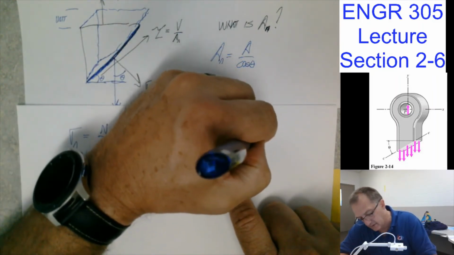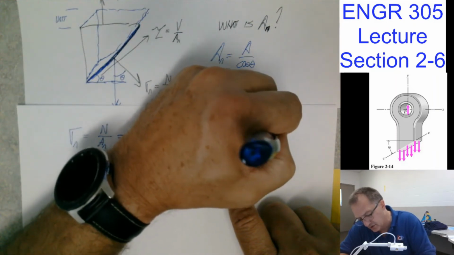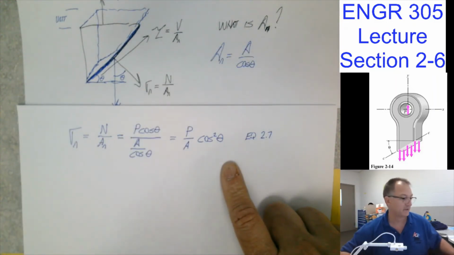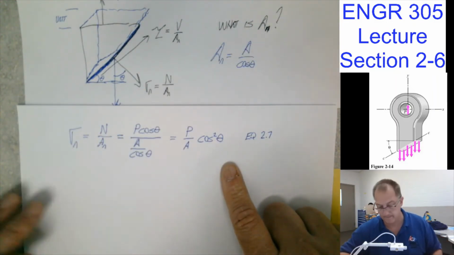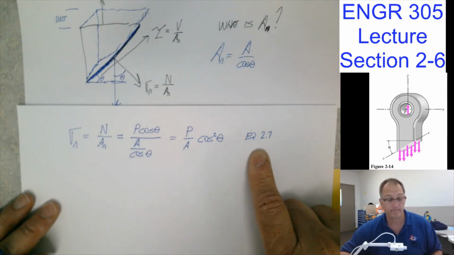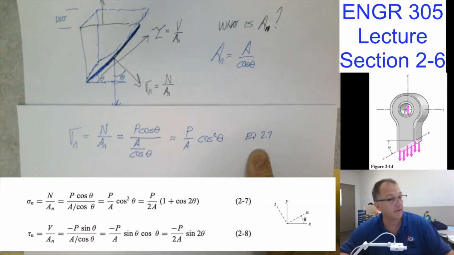That's equation 2.7. Right? I know you're not thinking, here, look, there's equation 2.7. And that first part of it, I can't highlight it on the screen, but it's there. P over A cosine squared theta. So we're doing phenomenal.